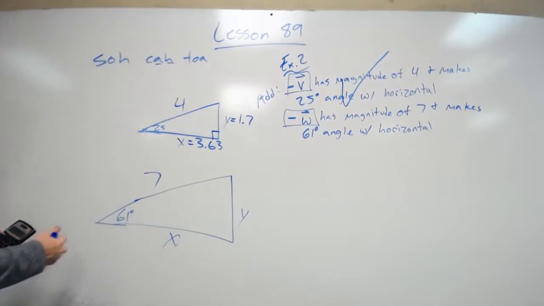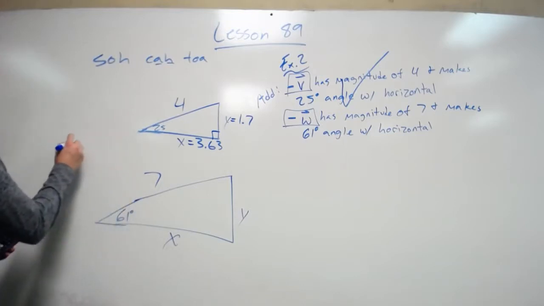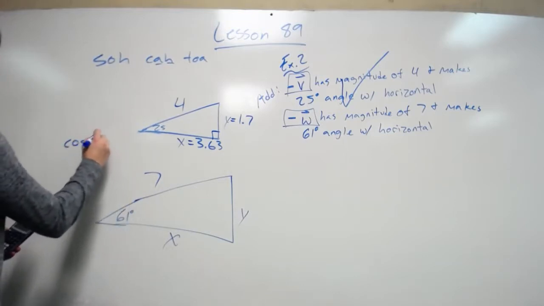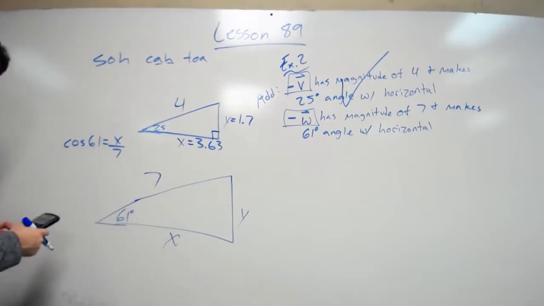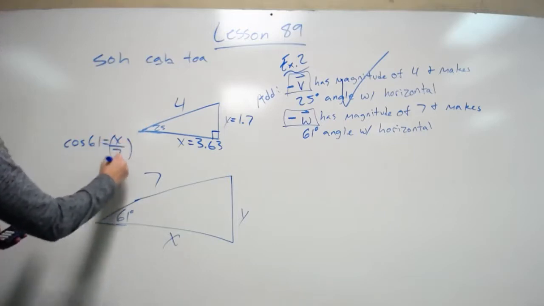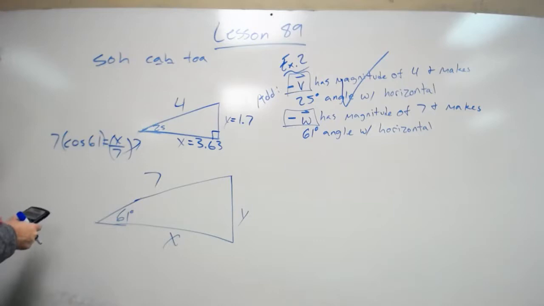To find x, we're going to do adjacent over hypotenuse. Cosine of 61 equals adjacent x over hypotenuse 7. Multiply by 7. So 7 cosine 61 is 3.4.